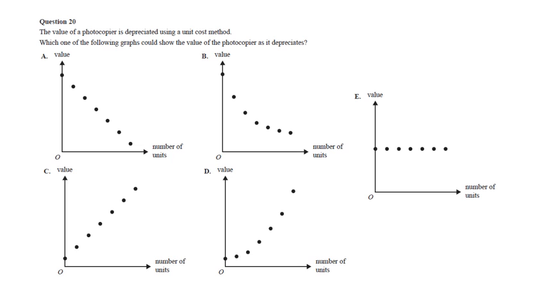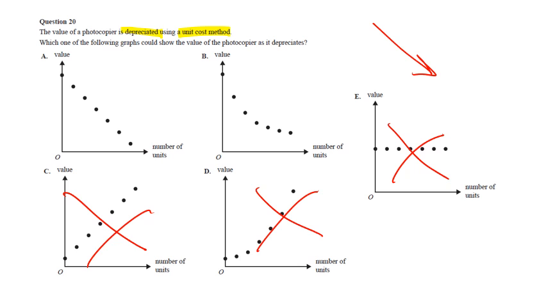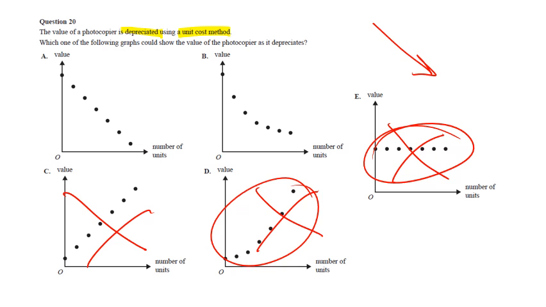Okay, so we're depreciating using the unit cost method. Which of the graphs shows depreciation? Or depreciation, D for depreciate, D for down. So it's got to be going down some way. Well, that's not going down, that's not going down, that's staying the same. I mean, you think this one's probably some sort of perpetuity. This is compound interest increasing. This is simple interest increasing.